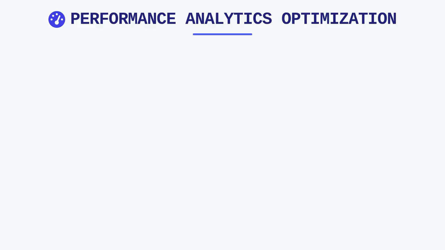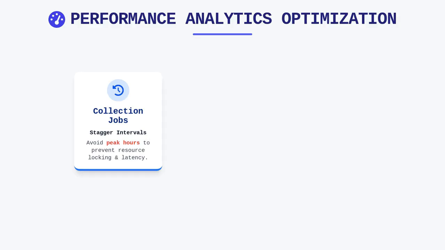Beyond table pruning and indexing, you should analyze the behavior of your data collection jobs. These workers are responsible for populating the performance analytics indicators that drive your executive dashboards. If these jobs are configured to run during peak hours, they can lock resources needed for transactional record updates, leading to platform latency.